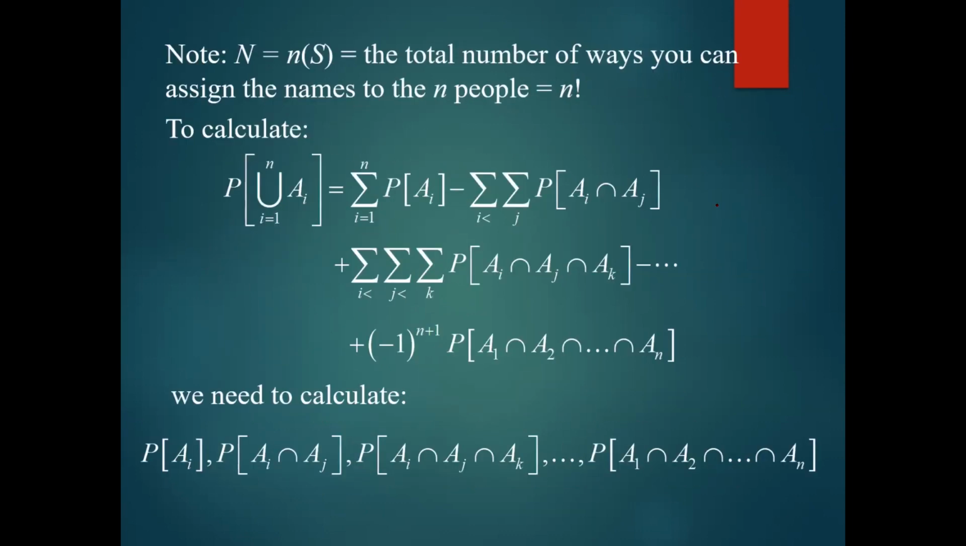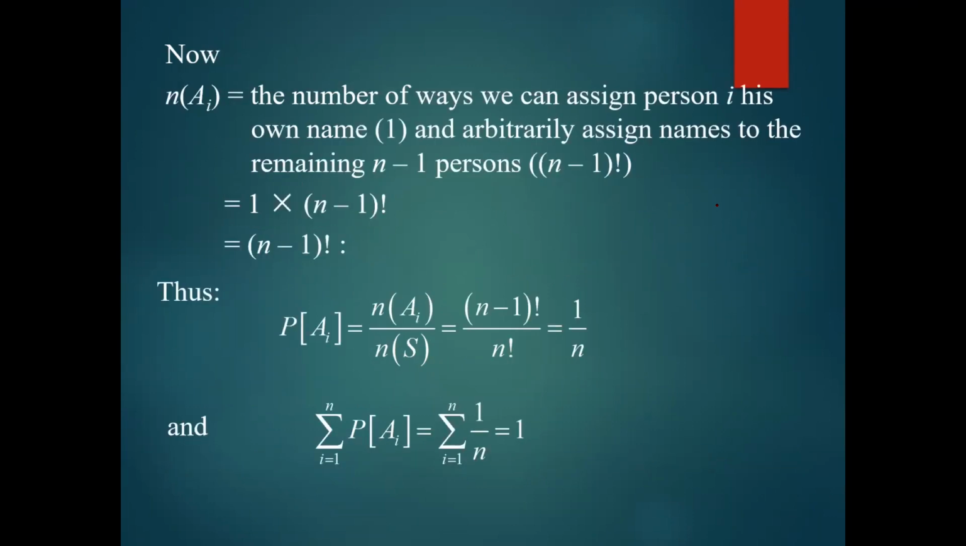Okay? So that's what you used earlier, Aldrin, the complement. But it's actually a bit difficult to compute that compared to just computing them directly. So the number of ways you can assign person I his own name and arbitrarily assign names to the remaining n minus 1 persons is n minus 1 factorial, because you make sure that you assign that name to that one person and arbitrarily assign it to everyone else.